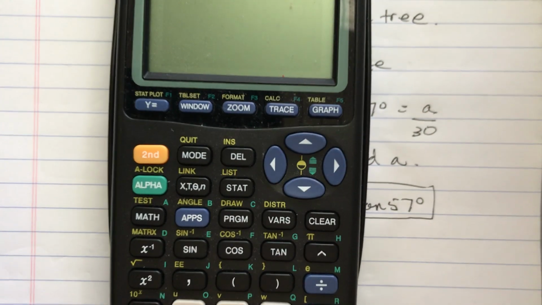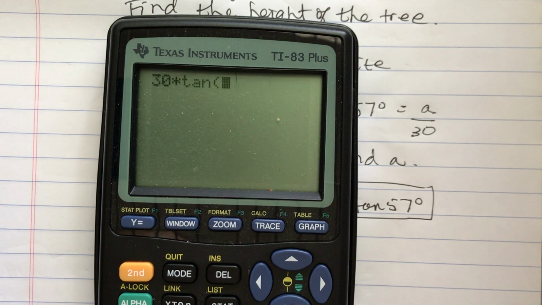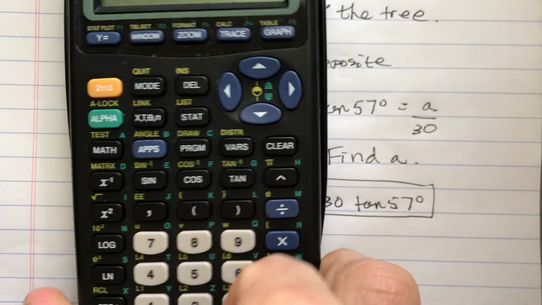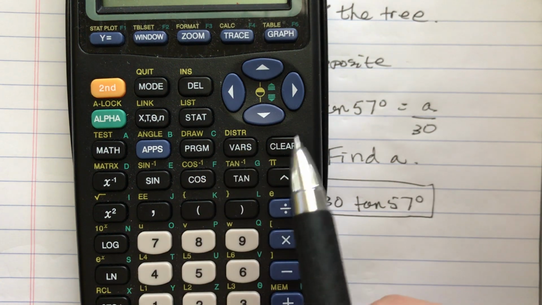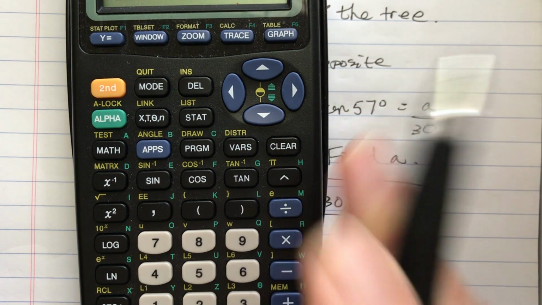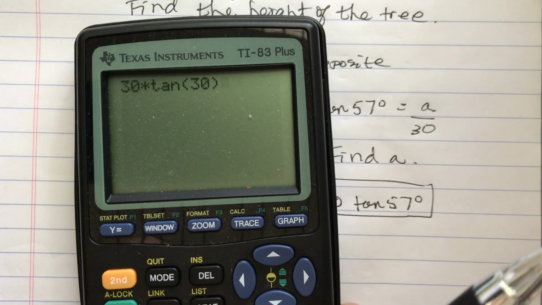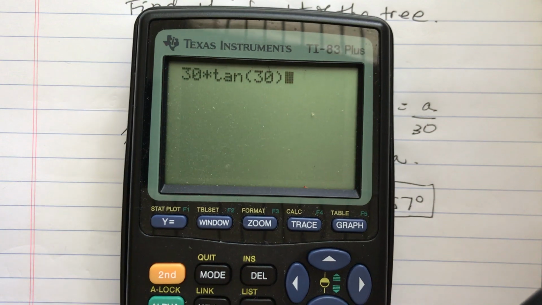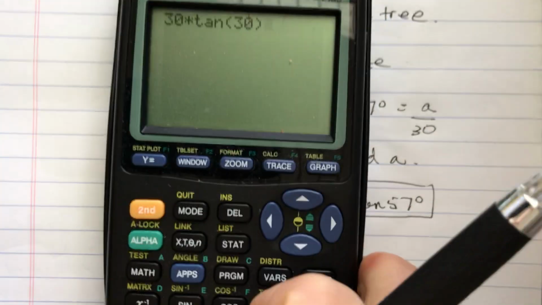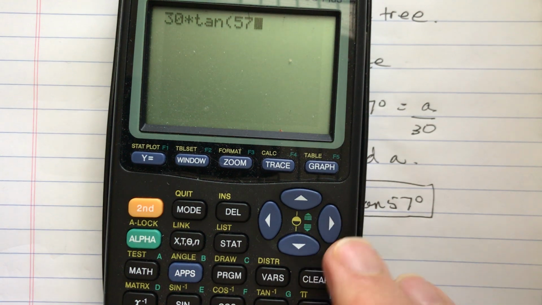So then I'm going to write 30 times tangent. Here's tangent, and then I'll put in 57. I don't know why I put 30, because I was thinking of other things at the same time.